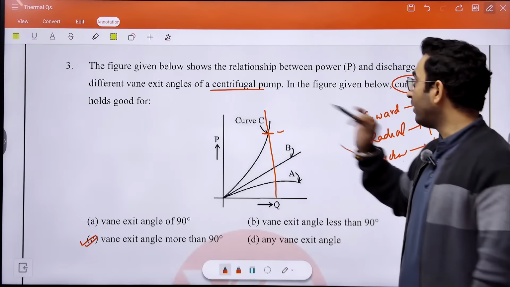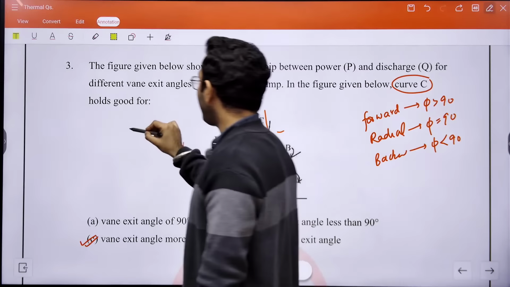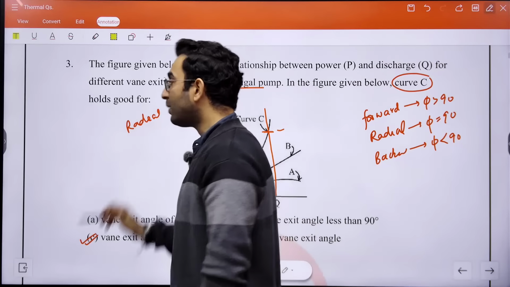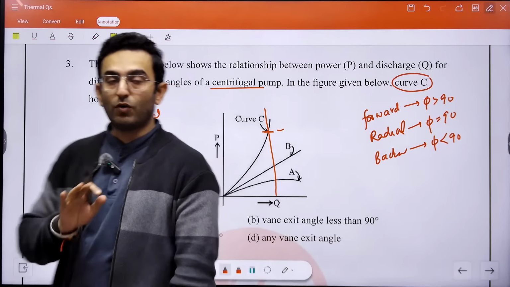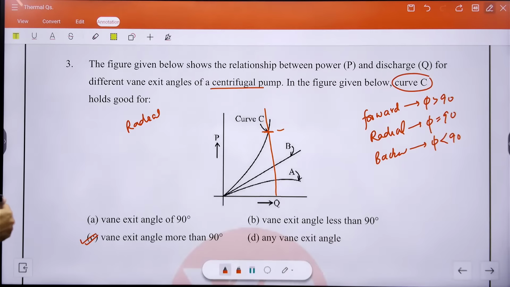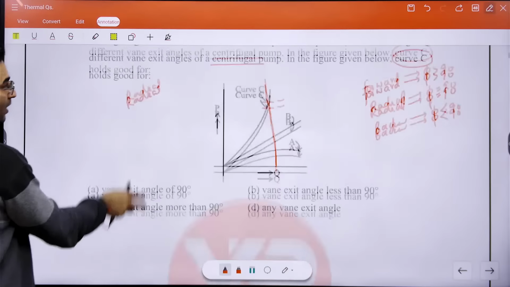Okay, and also remember one more thing: if nothing is mentioned in the question, you have to assume that we are using the radial blade in the case of centrifugal pumps. Okay, we are not using the backward blade there. So option number C is going to be the correct answer in this case. Next part.